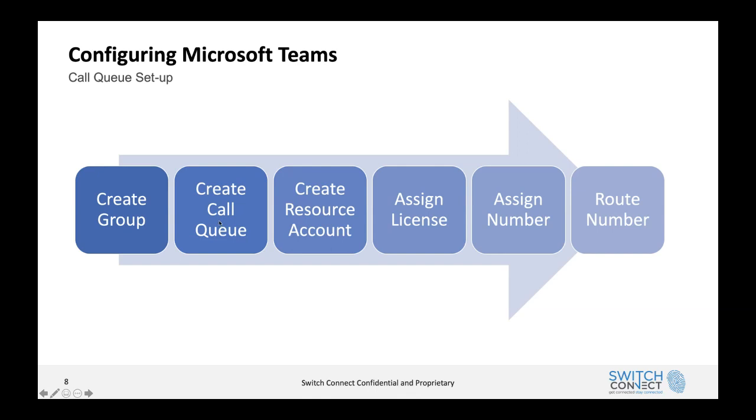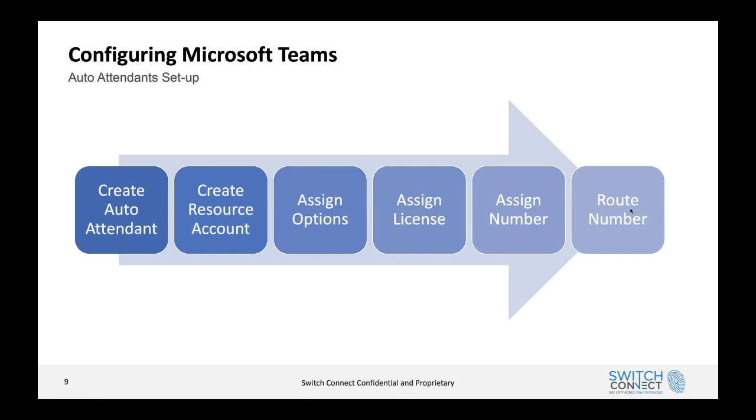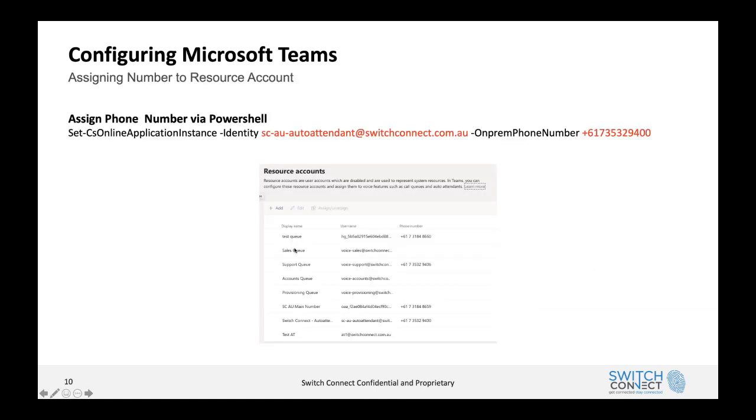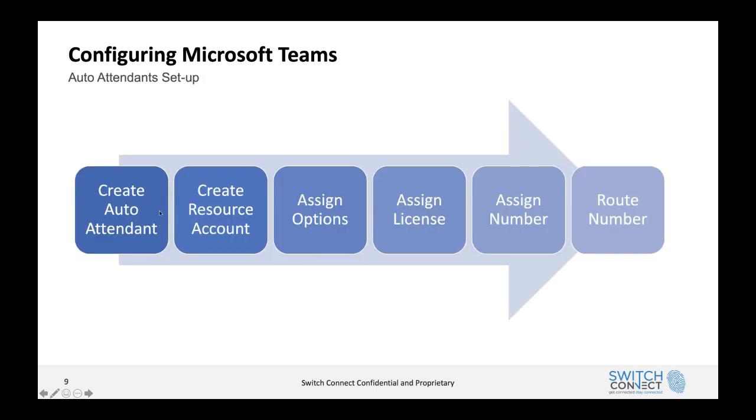You can just go through and create the call queue, but then when you want to add members, you've got to have a group. So if you haven't already created the group, you've then got to jump back. There's a lot of jumping around, but if you follow this through in a logical order, it makes for a very streamlined process. That's the same for auto attendants as well. Create the auto attendant, create the resource account, create the options, and then assign the licenses through.